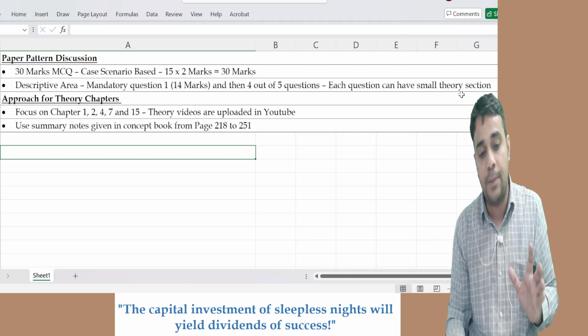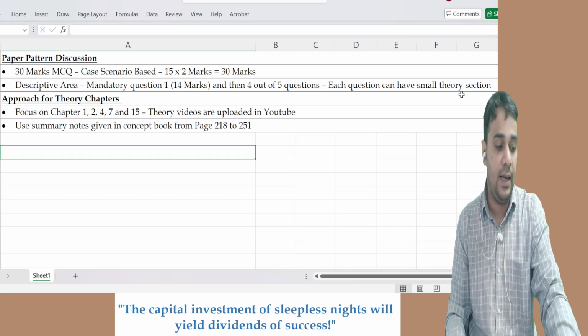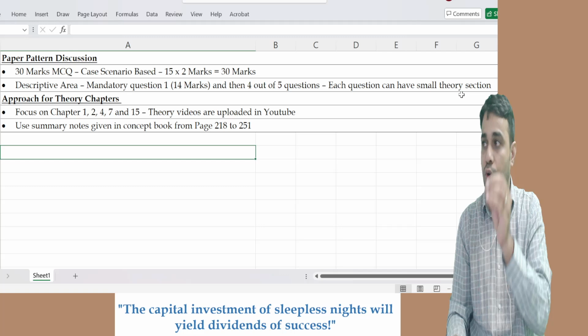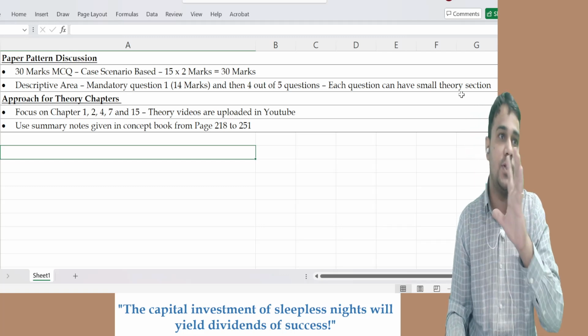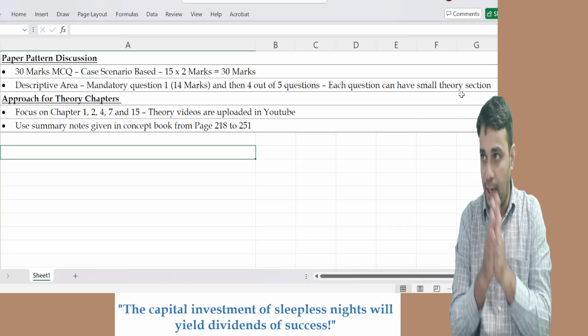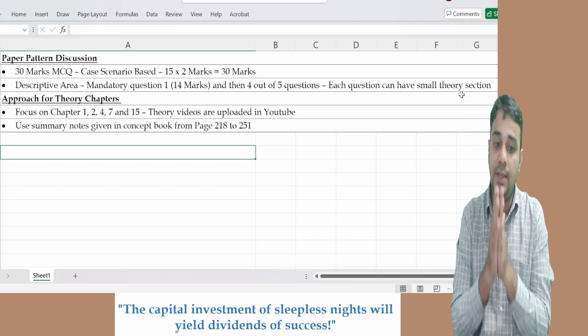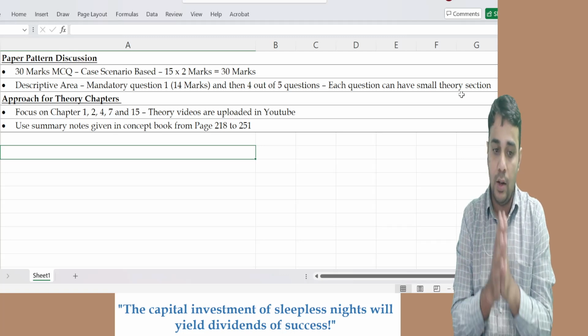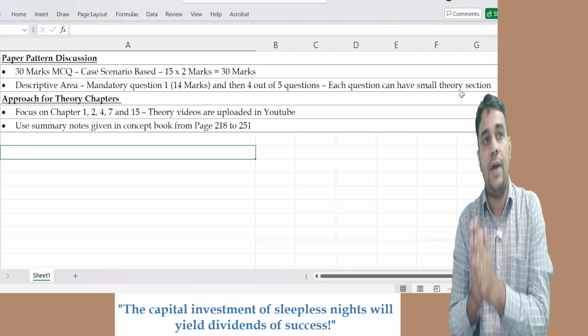In our concept book, I have given summary theory, which is page 218 to 251. There summary theory is covered. No need to open the concept book now. What you can do is detailed theory for chapters 1, 2, 4, 7 and 15.